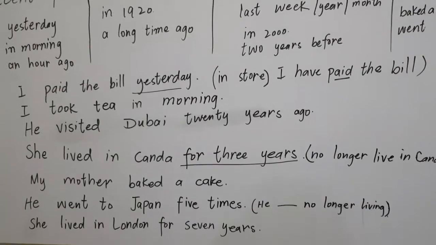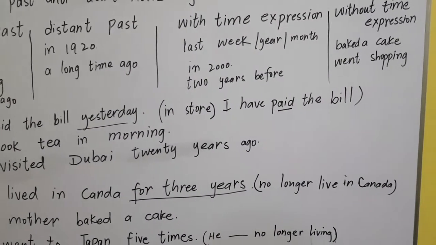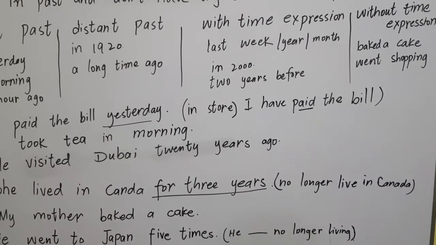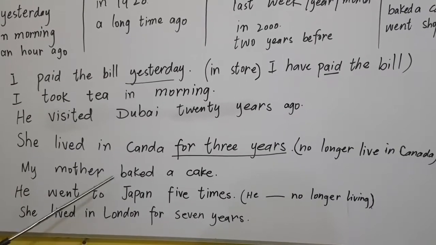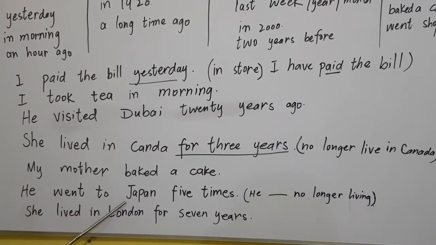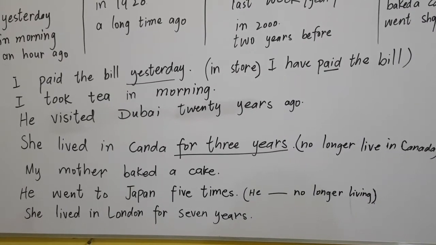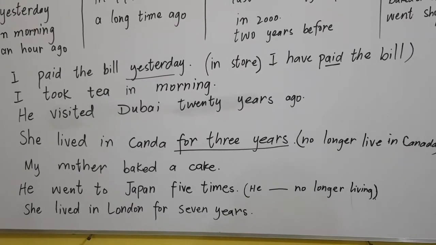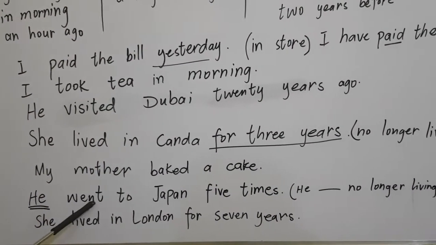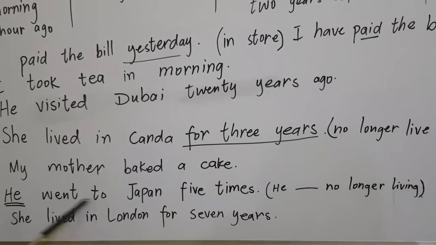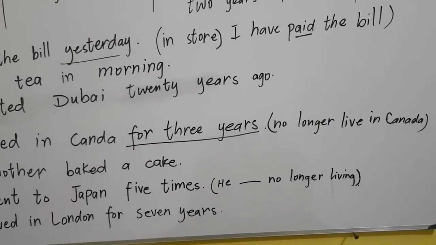Here this sentence is without time expression. Okay, so it means this action took place in past and it is completed. He went to Japan 5 times. Here for this sentence we will have a look that this person visited or went to Japan 5 times and he is no longer living. It means he is died now.